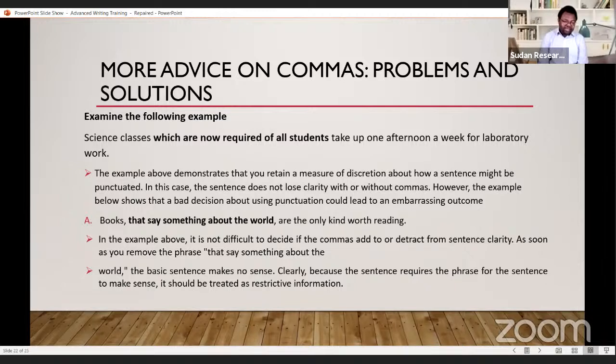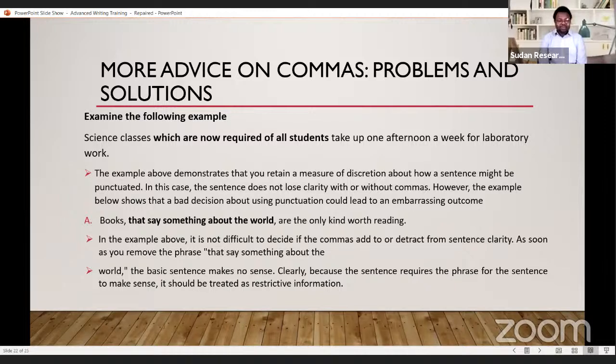And then we have another example as well. As we say, you can omit the comma or you can leave it. It can be restrictive, it can be non-restrictive. It depends on your judgment, actually, and please make a correct judgment. Books that say something about the world are the only kind worth reading.